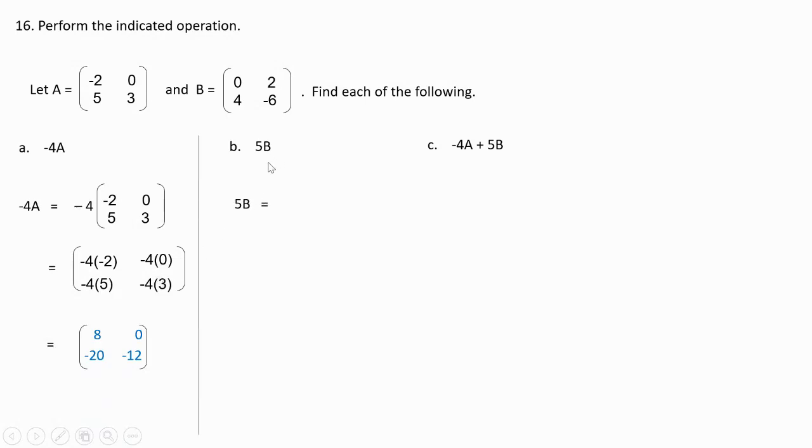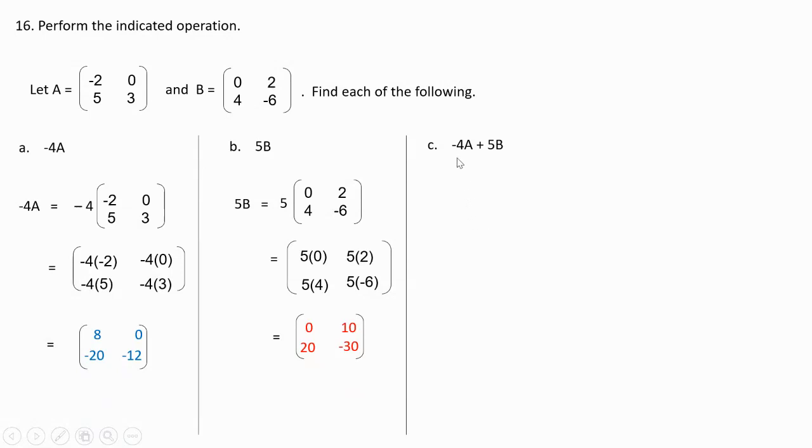Then I'm going to do the same thing, multiplying 5 times matrix B. Right, so for B: 5 times 0, 5 times 2, 5 times 4, and 5 times negative 6. So the result will be 0, 10, 20, negative 30. Now for part C, I'm going to combine the negative 4A plus 5B.